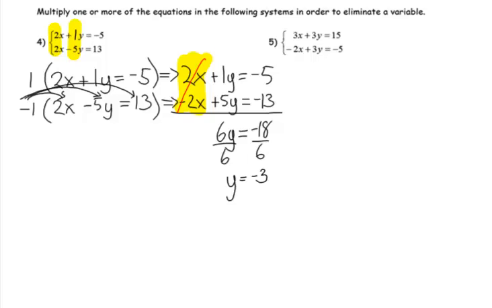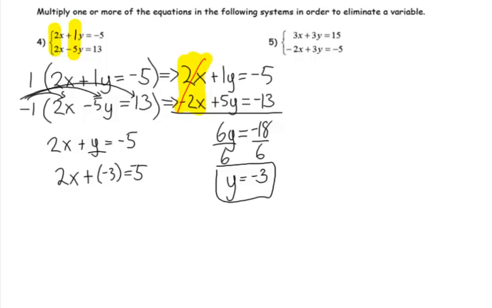Now I'm going to go back to the original equation, pick one. I'll pick the first one: 2x plus y equals negative 5. And I'm going to substitute y equals negative 3 in for y. So 2x plus negative 3 equals negative 5. So let's solve that. 2x minus 3 equals negative 5. Add 3. Okay, 2x equals negative 2. You divide by 2, and x equals negative 1.